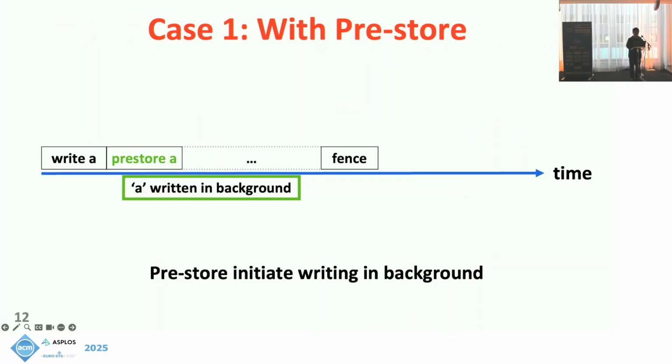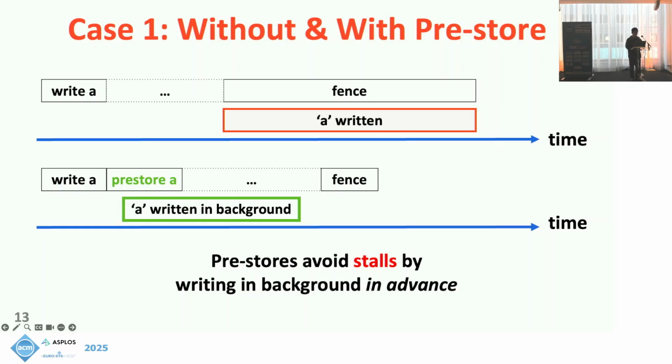And what does pre-store have to do with this? We are going to follow the write with an immediate pre-store. In this case, pre-store will ask the CPU to initiate the writing in the background, parallel to the other things that are running on the core, hoping that the write will be partially or completely finished before it reaches the fence. And as you can imagine, compared to the traditional design, pre-store will significantly reduce the CPU time stalling by finishing the writing in the background in advance at almost no cost, reducing the running time of the application.